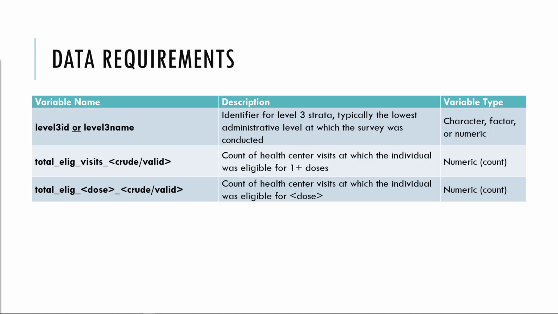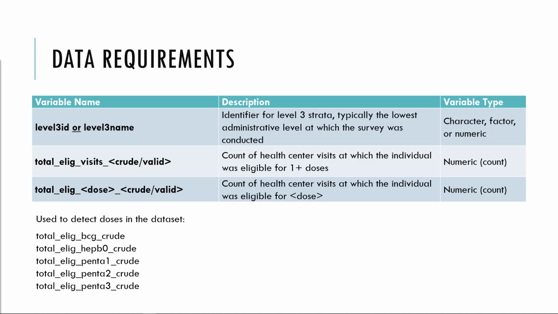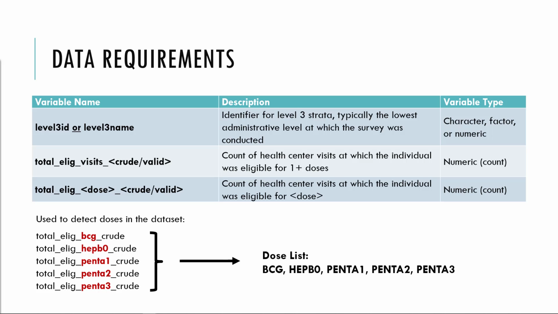Moving down our list of required variables, for each dose in the dataset, there should be a variable that counts how many health center visits a child had when they were eligible for that dose in particular. And the tool uses these total elig dose variables to identify the names of the doses in the dataset. So if your dataset has these 5 variables, tallying total visits when eligible for BCG, total visits when eligible for Hep B0, and so on for Penta 1, Penta 2, and Penta 3, then the application will detect that these 5 doses are the doses in the dataset, and will use those variable names to construct a dose list.